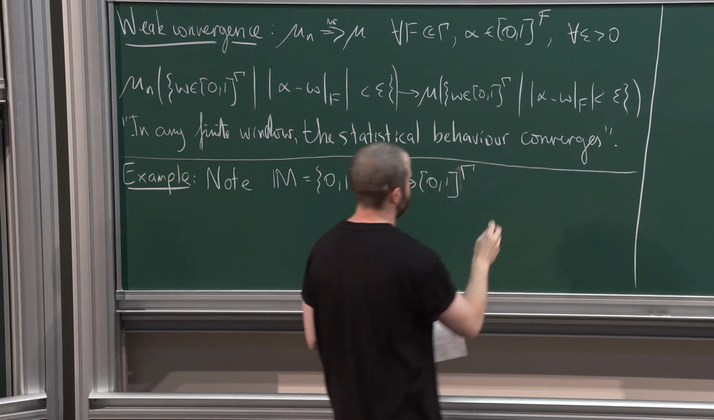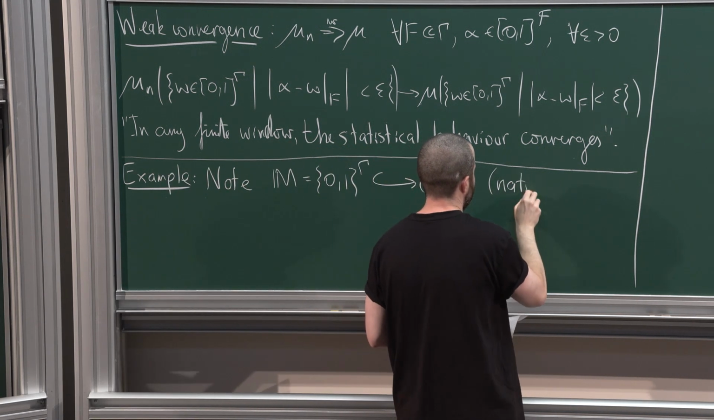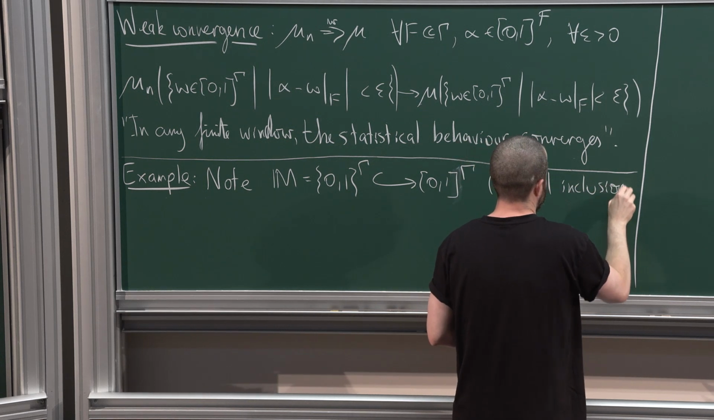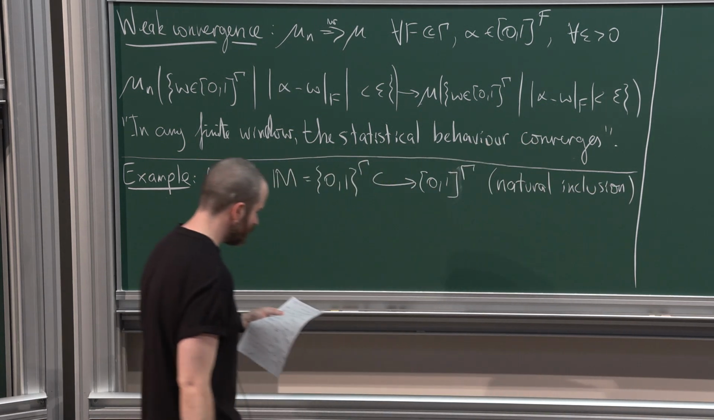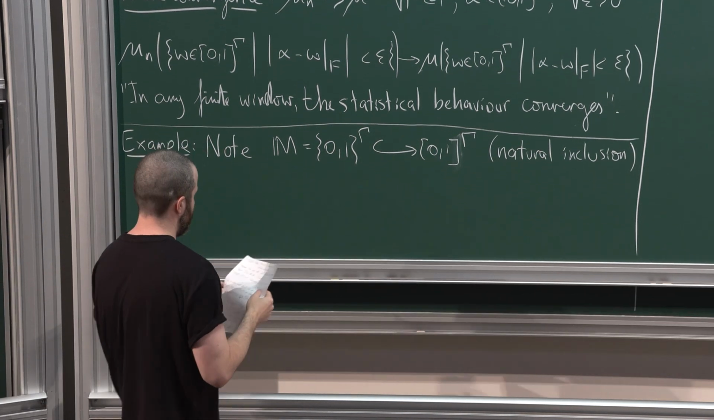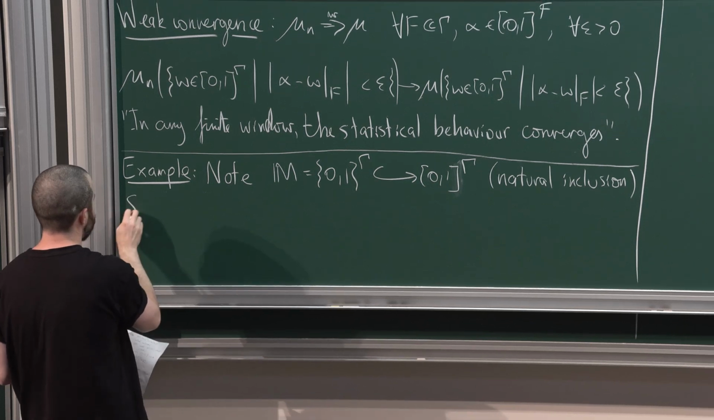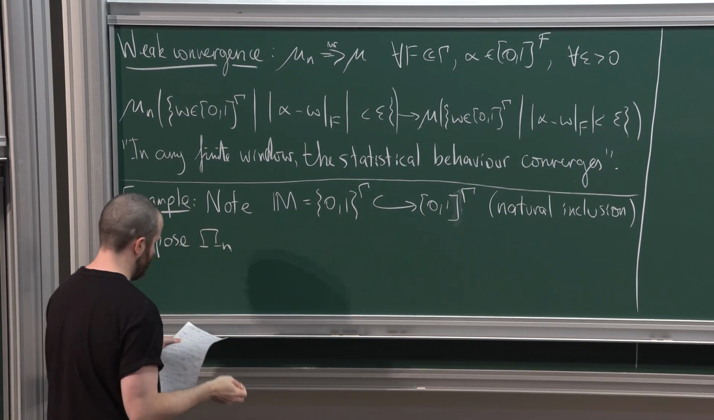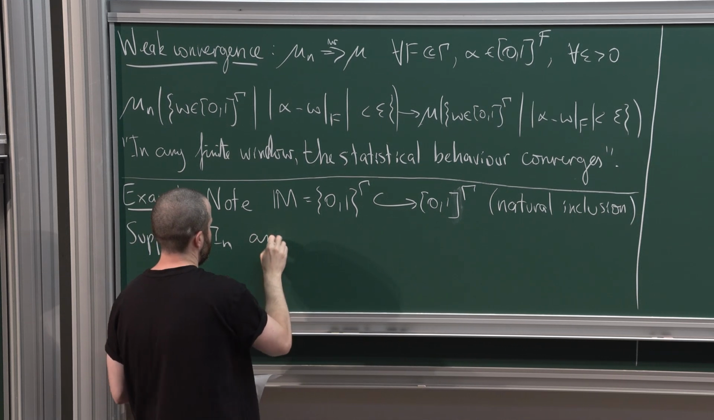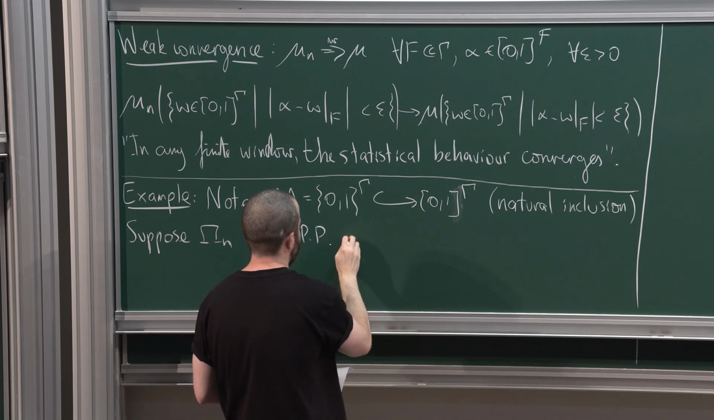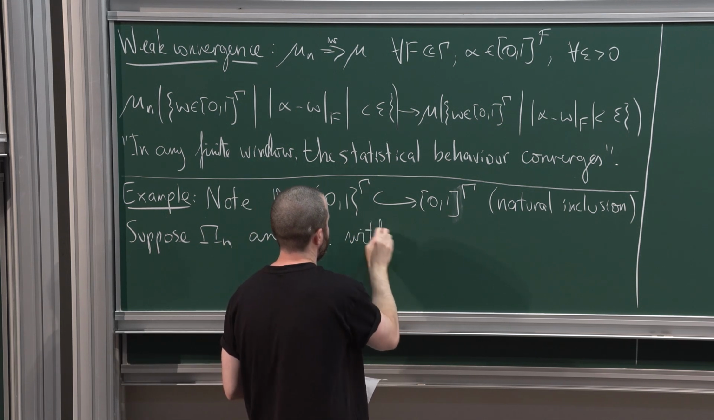Okay, natural inclusion. Okay, so what is the example? The example is, I want you to suppose that pi n is a sequence of point processes, invariant point processes, but I'll drop the word invariant, with intensity going to 0.